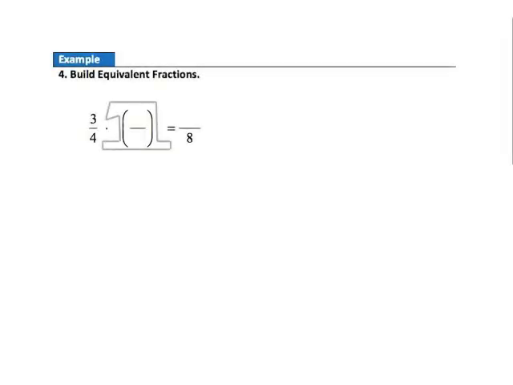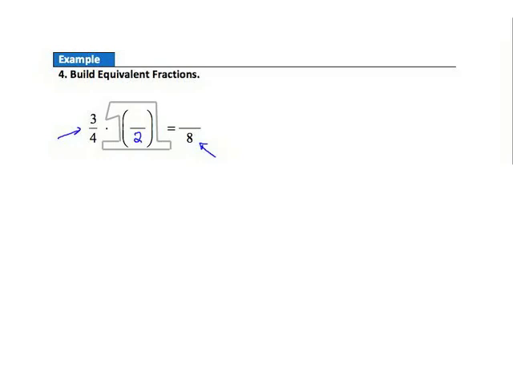Now let's take a look at an example that will help us understand how to build equivalent fractions. Example 4. Build equivalent fractions. We're starting with the fraction 3/4, and we want to end up with a denominator of 8. Well, we're going to have to multiply this fraction 3/4 by a fraction that's equal to 1 with the correct numbers in the numerator and denominator. Well, if I'm starting with 4 and I want to multiply by something to give me 8, the number that I'm going to need is 2.